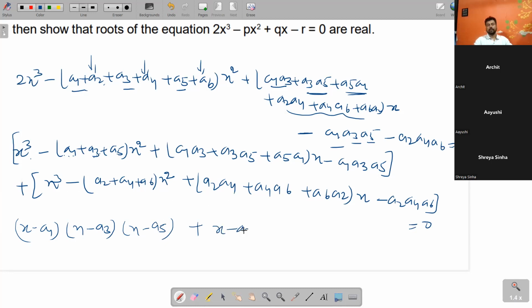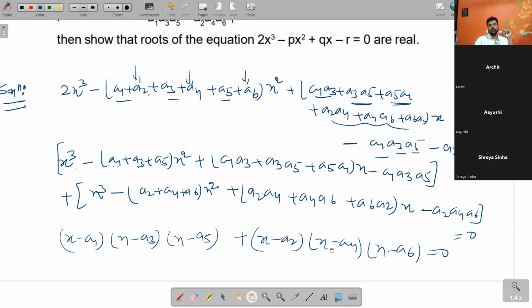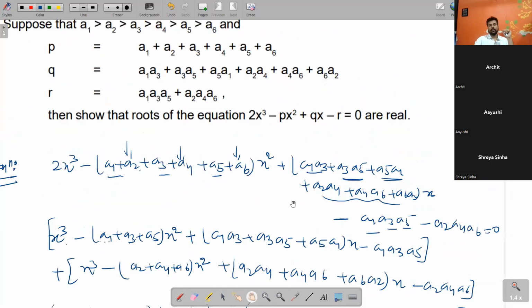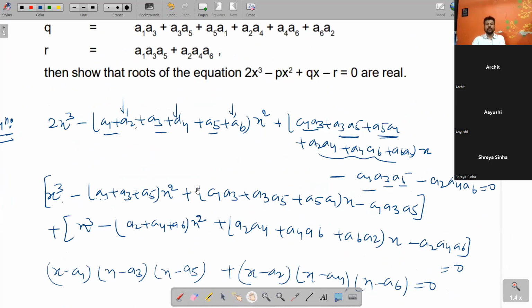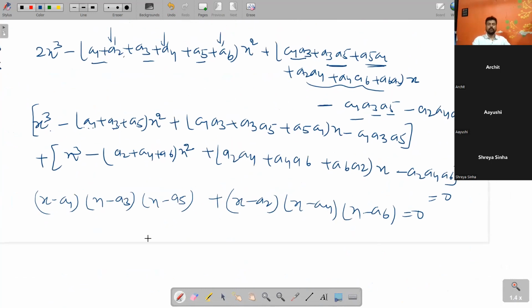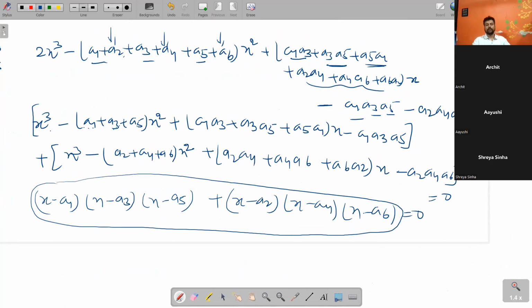This can be written as (x minus A2), (x minus A4), and then (x minus A6) equal to 0. Now, see, we have to use this information: A1 is bigger than A4 is bigger than A3 and like that. So for that, we'll simply assume this as a function of x. Suppose this is your function f(x).